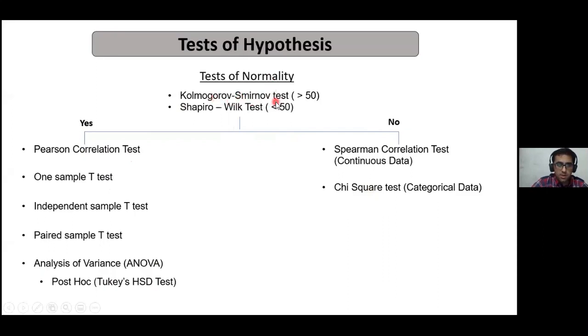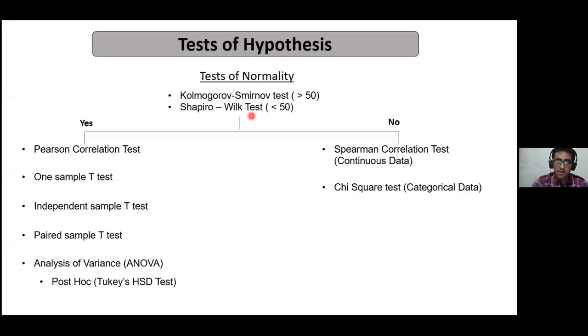For the test of normality, it can be either the Kolmogorov-Smirnov test or the Shapiro-Wilk test. The Kolmogorov-Smirnov test is used when the number of observations in our test is more than 50.